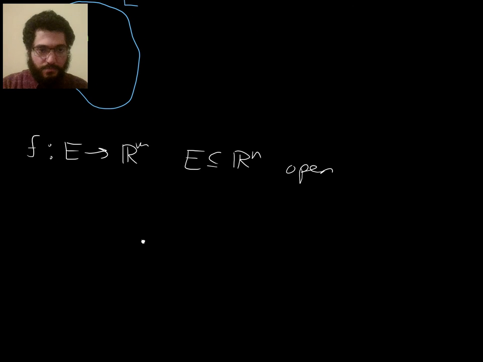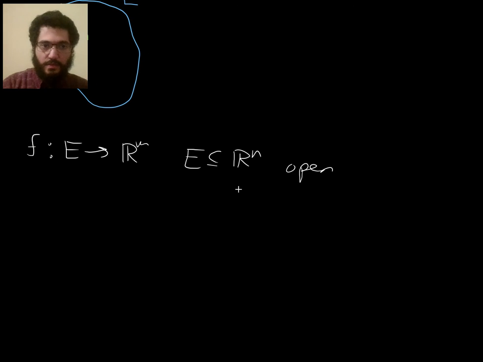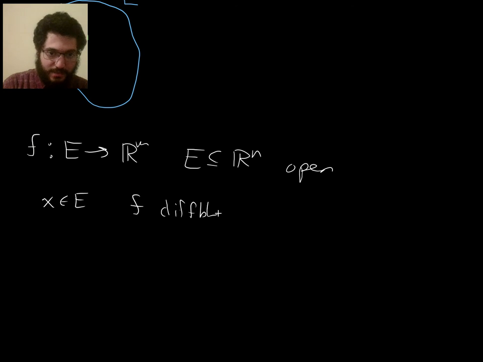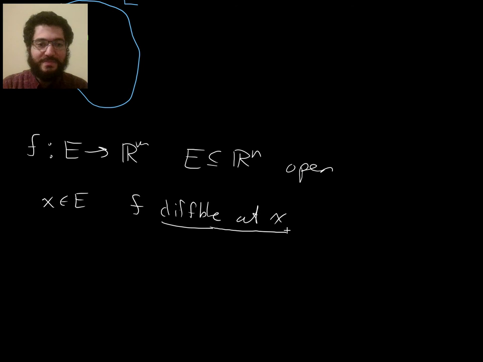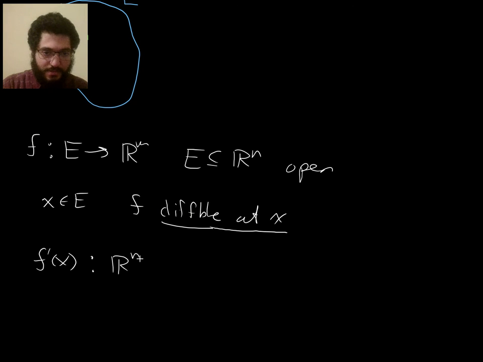then if x is in E and f is differentiable at x, I don't think I defined that officially. That just means the derivative of f at x exists. Then the derivative of f at x ends up being a linear map of this type, right? So f prime x is this kind of object.